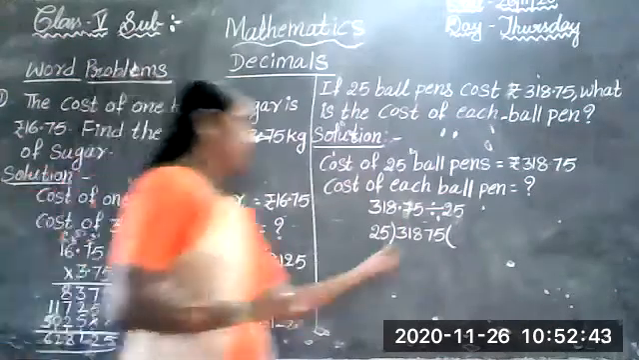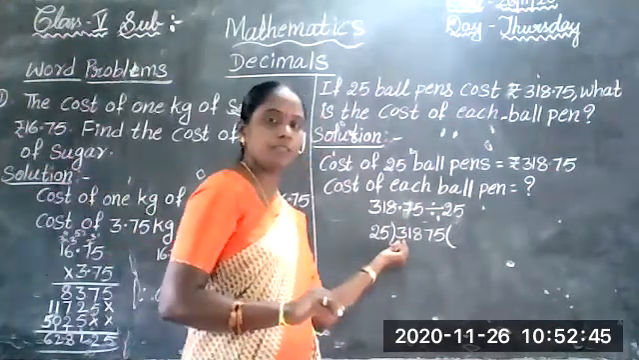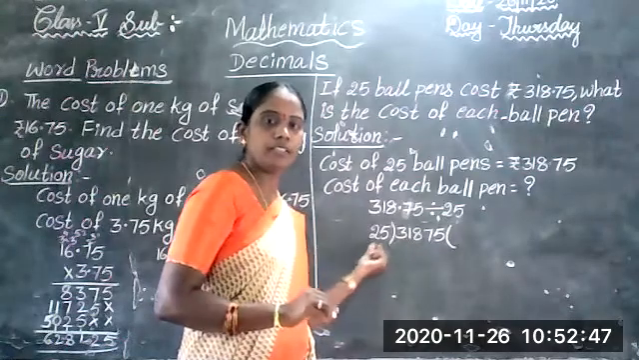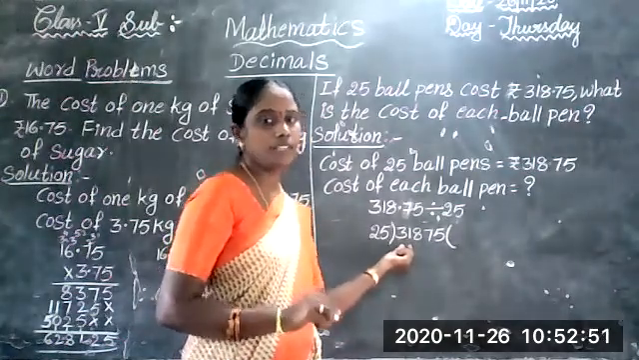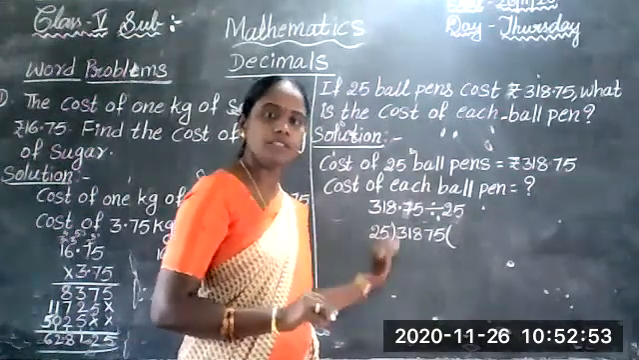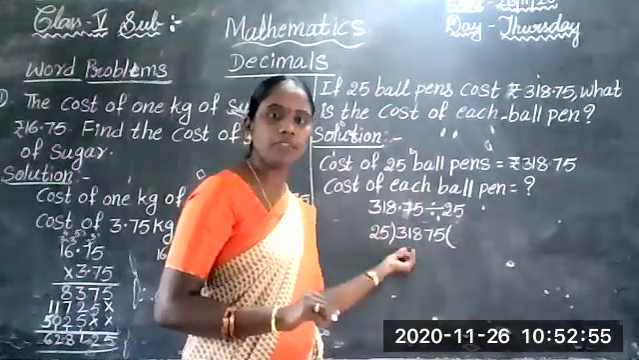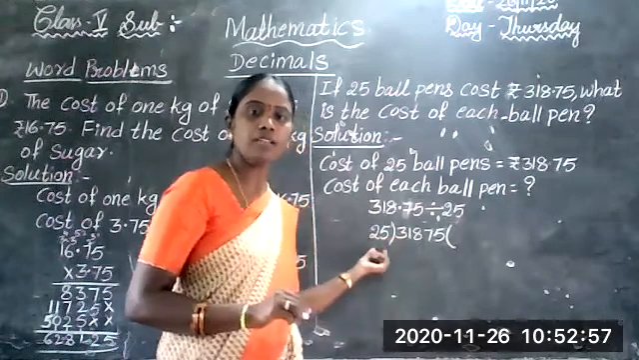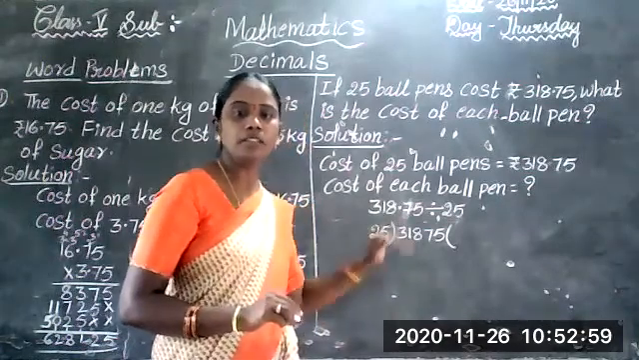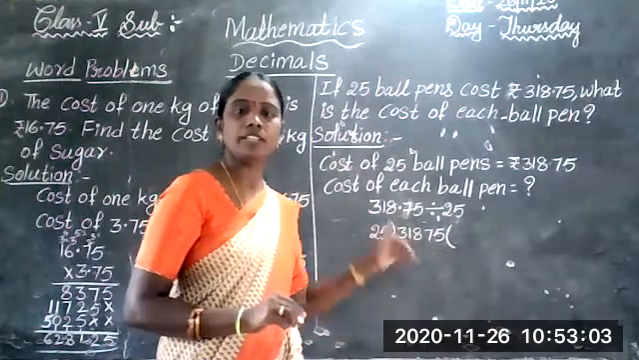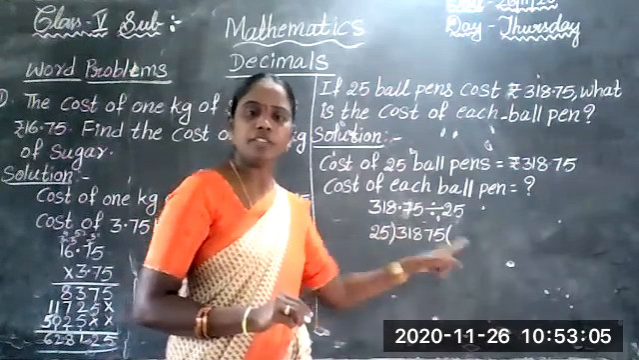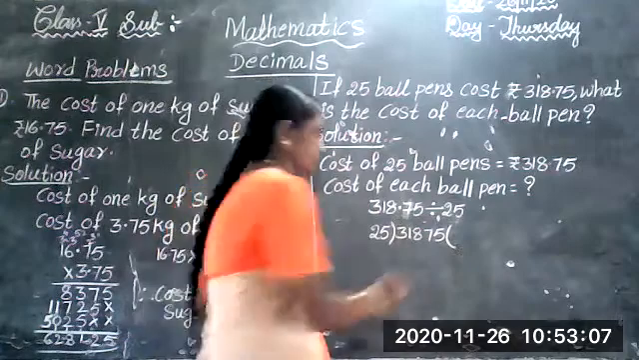Here, first take 3 numbers. 3 is smaller than 25. Next take 1 more number, 31. 31 is greater than 25. So take 31. To 31, which is the nearest and smallest number in the 25 table? Once you recall the table, 25 ones are 25.